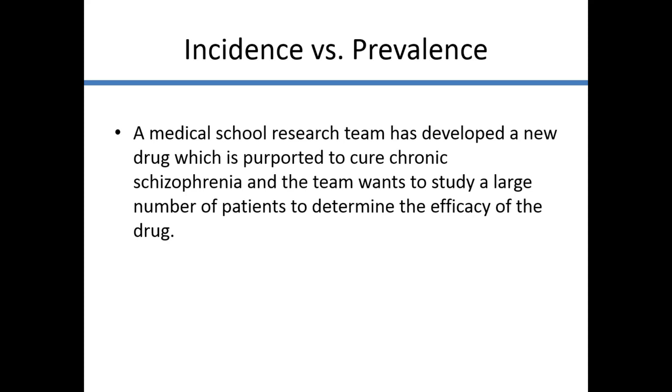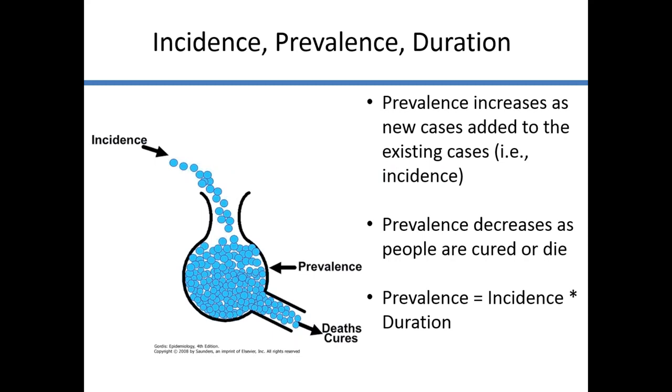It's obviously not an existing cure. That doesn't make sense. You're looking for a new cure. Some people may be confused because it's worded this way to confuse you so that you can sort this out. Chronic schizophrenia, it sounds like some sort of prevalence of people with this condition, but no, we are looking at the cure. So it's important to focus on what you're looking at and realize the difference between incidence and prevalence.